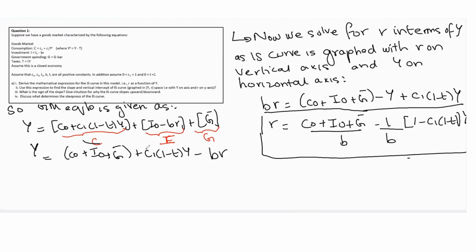So just keep this in mind when you're deriving the IS curve: you start with the goods market equilibrium condition, then you can just solve for R in terms of Y. So now let's look at the next part. The next part is asking us to use the expressions to find the slope and the vertical intercept of the IS curve.